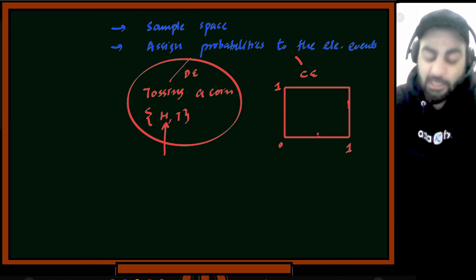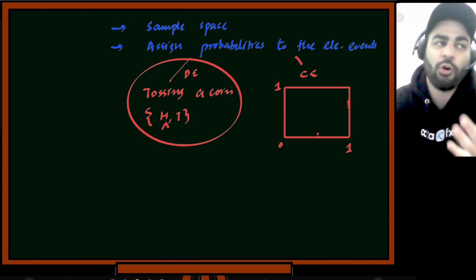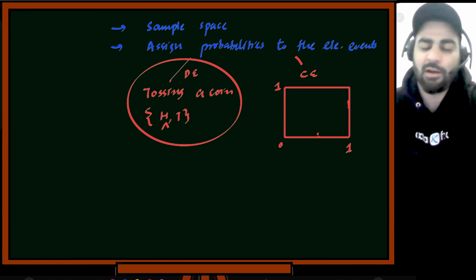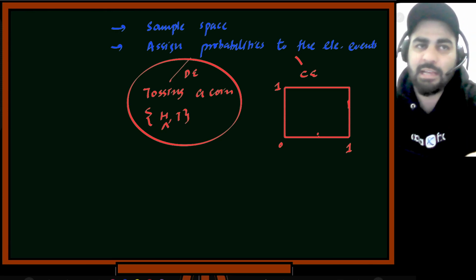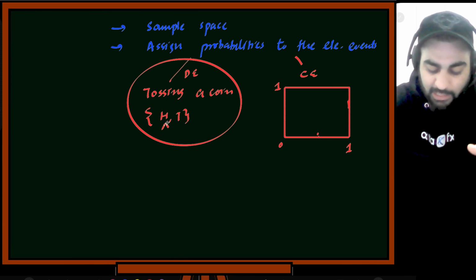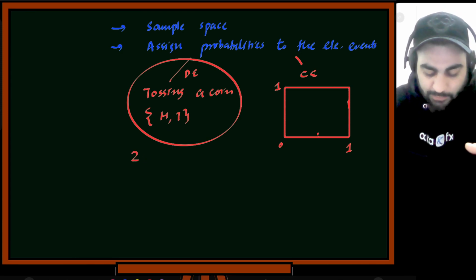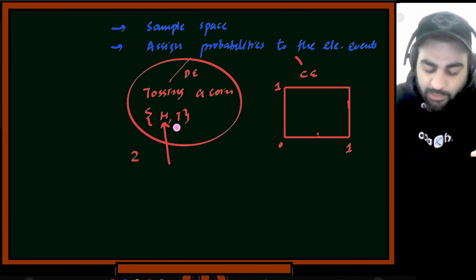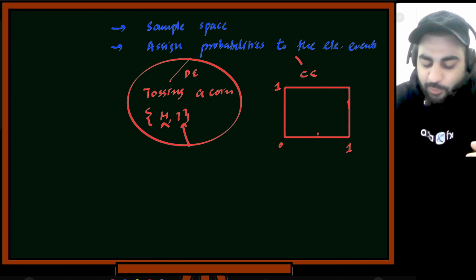If all outcomes are equally likely, we use the frequentist approach. We see the total number of outcomes possible in the sample space, and then we divide by that for each element. Suppose head and tail: there are two possible outcomes, and if both are equally likely, the probability of this is 1 by 2 and the probability of this is also 1 by 2. Now we're assigning probability. This is the second step.